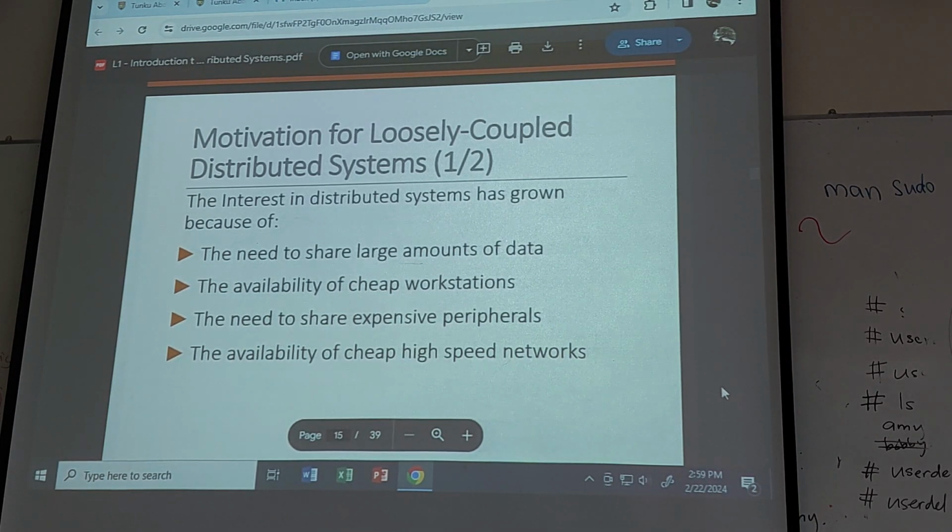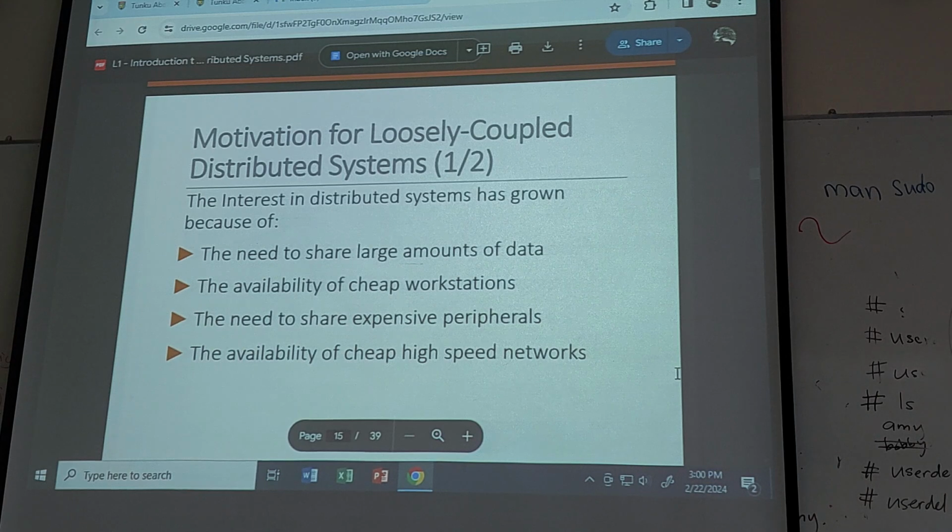Okay, the motivation for loosely coupled distributed systems: the interest in them has grown because you need to share a large amount of data. As nowadays, we all know that we share a lot of data, right? For example, the Google search engine needs to share the data so that all the servers that are serving your request will ask this main server, and this main server needs to share this data, otherwise you will not get the search result. Okay. Another thing is the availability of cheap workstations. So loosely coupled is very popular.